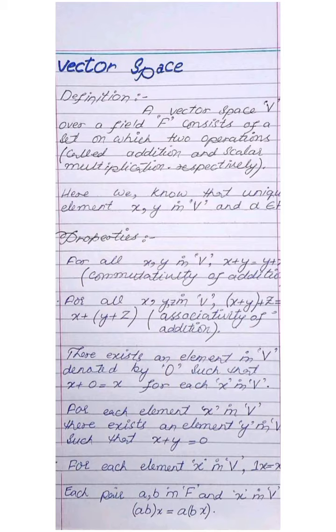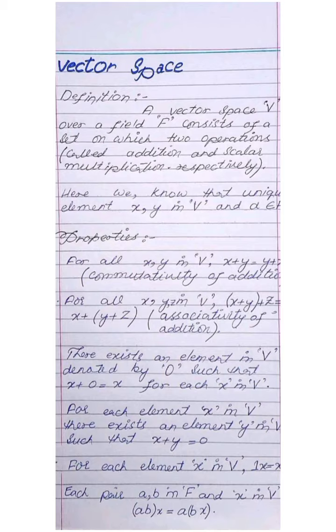So let's start. VS1: for all x, y in V, meaning every element x, y in V, if we add together x plus y, then it must be equal to y plus x. If this holds, then the commutative property is satisfied. And the second one is the associative property of addition, meaning x, y, z in V, then it must be equal to x plus (y plus z).